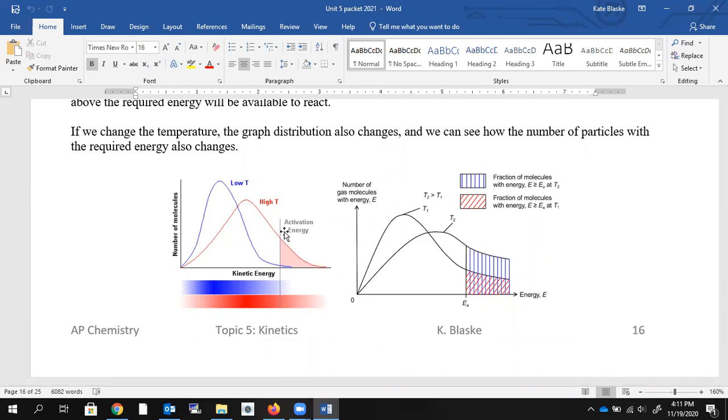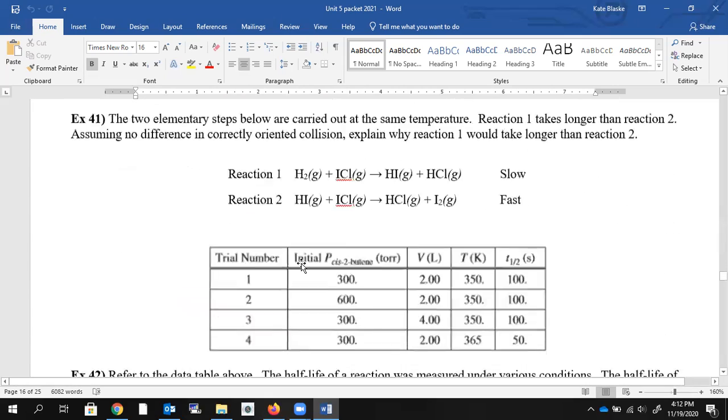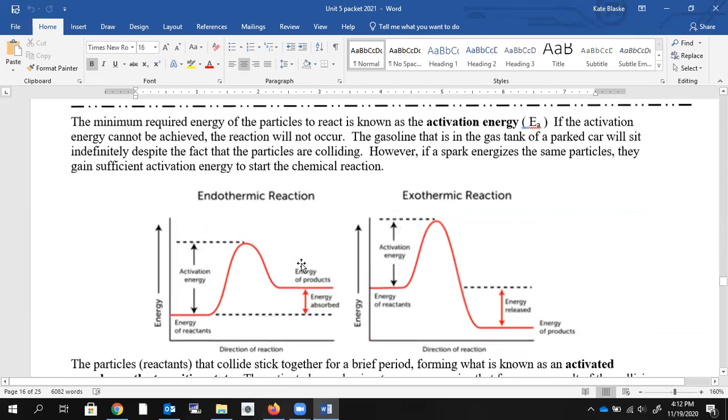We call that amount of energy we need to make the reaction happen, that amount of energy where those molecules need to collide with each other, our activation energy. We'll see another way to graph that in just a second, but basically the higher our temperature gets, the more particles we get above that activation energy, meaning that more particles are going to be able to react, and our reaction rate is going to go faster. So we've got some example problems. We'll do some of those in class.